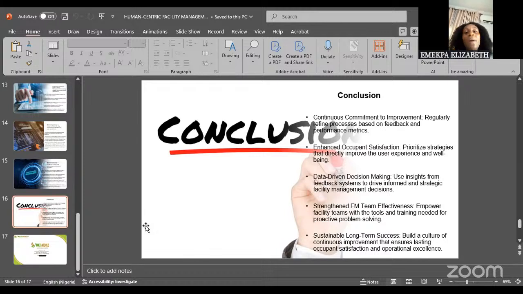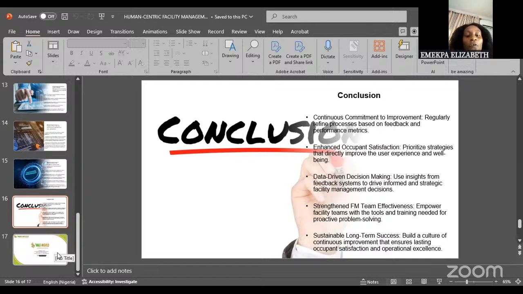Strengthen FM team effectiveness, empower facility management team with the tools and training needed for proactive problem solving. Encourage your team members, encourage yourself, even as an employer, to attend training. Attend relevant training that would improve skills and proactive thinking among the staff. Okay. Sustainable long-term success, all right? Build a culture of continuous improvement that ensures lasting occupant satisfaction and operational excellence.